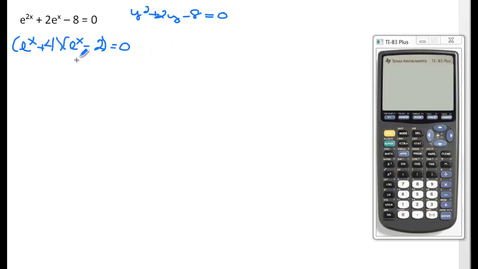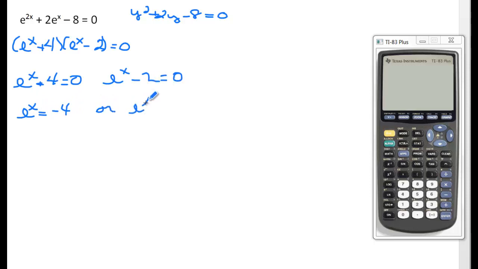Now we have two factors that need to be set equal to 0. So e to the x plus 4 equals 0, or e to the x minus 2 equals 0. So if I take the 4 to the other side, e to the x will be a negative 4, or if I bring the negative 2 to the other side, e to the x equals a positive 2.